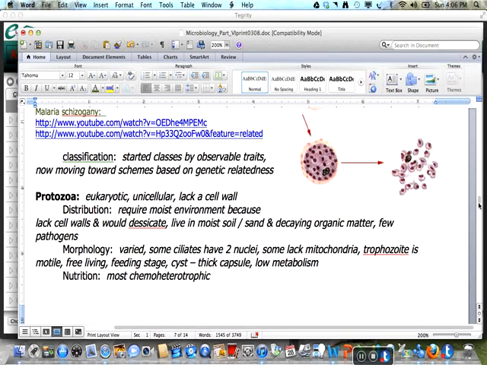The trophozoite is the motile, free-living feeding stage. And then the cyst stage has a capsule and low metabolism, making it more resistant. Most are chemoheterotrophic, and most reproduce asexually, by binary fission, schizogony, and then some sexual reproduction is seen. Gametes are formed in those who reproduce sexually.